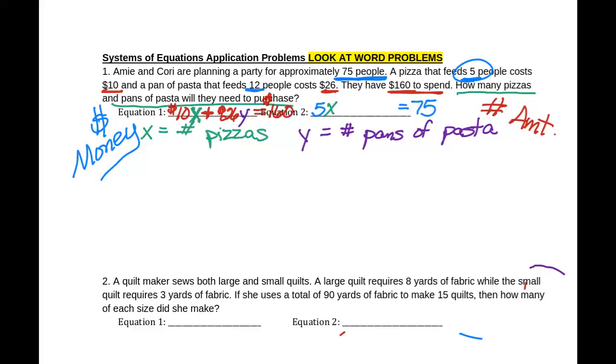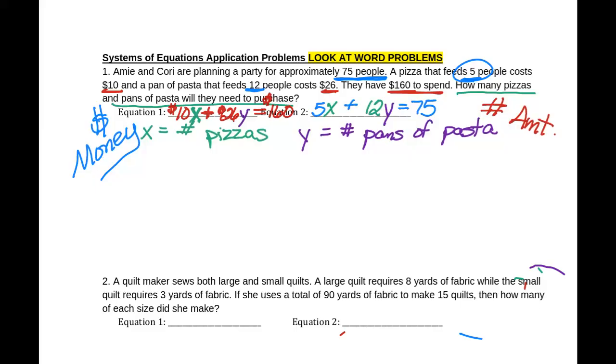All right. Then it says we have 12 people can eat a pan of pasta. So I'm going to put 12 over here. We don't know exactly how many pans of pasta I need yet, but we've got the Y, so that's going to be 12 times Y. And again, the only thing I don't have here is my operator in between, and that is going to be addition, plus.